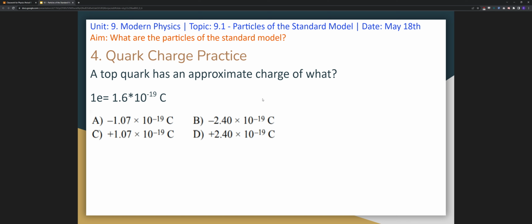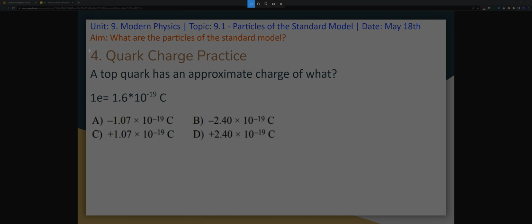So a top quark has an approximate charge of what? There's an easy way to solve this without math.